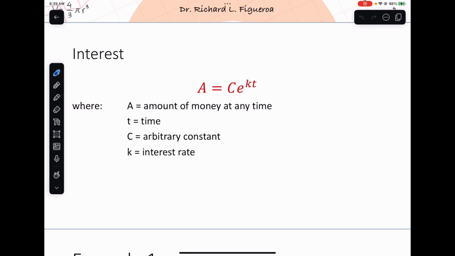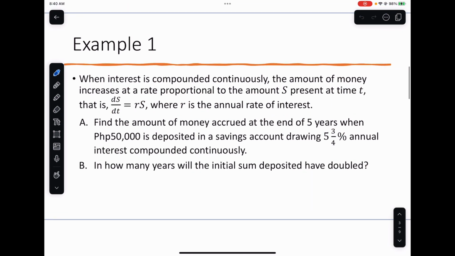So instead of needing another initial value to get the proportionality constant k, if the interest rate is already given, then k corresponds to the interest rate. In this case, we only find the value of c, or the arbitrary constant, when time is zero. Usually when time is zero, that's the time that we invest money, or the amount of money that we put in a savings account in a bank. To better understand problems involving interest, let's have our first example.